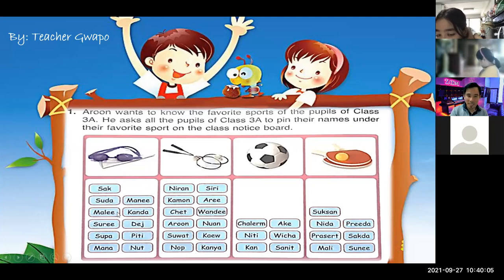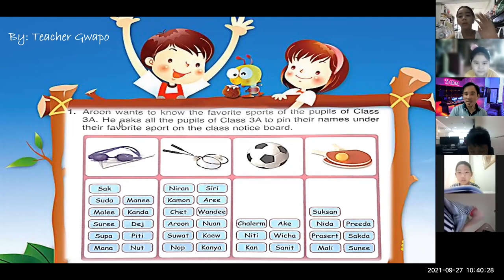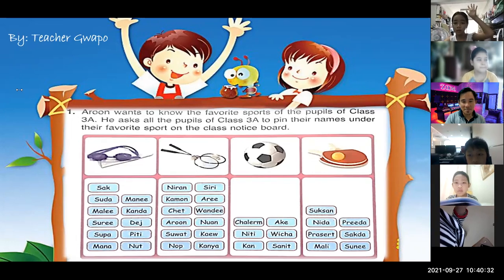Now, how many pupils like swimming here? How many pupils like swimming? So we will count here. 1, 2, 3, 4, 5, 6, 7, 8, 9, 10, 11. 11 students like swimming. How about badminton? Badminton, how many pupils like badminton?